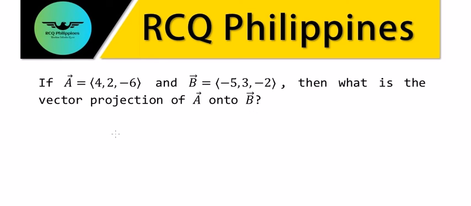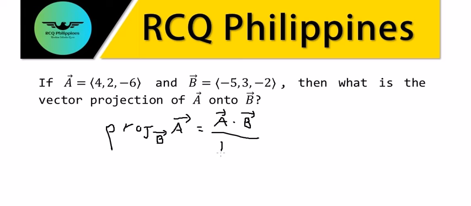So the formula in this situation should be vector A multiplied with vector B, over the absolute value of vector B squared, multiplied with vector B. So we need to apply the formula in here.